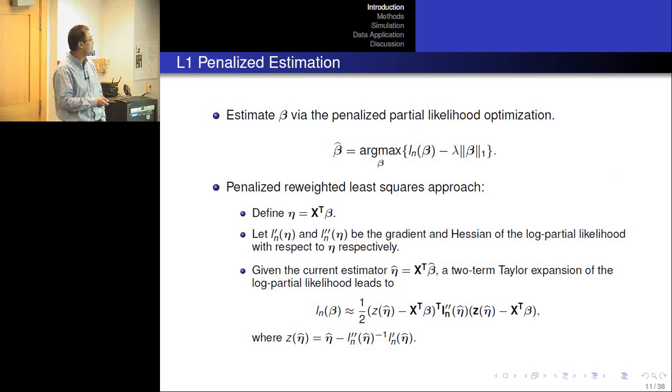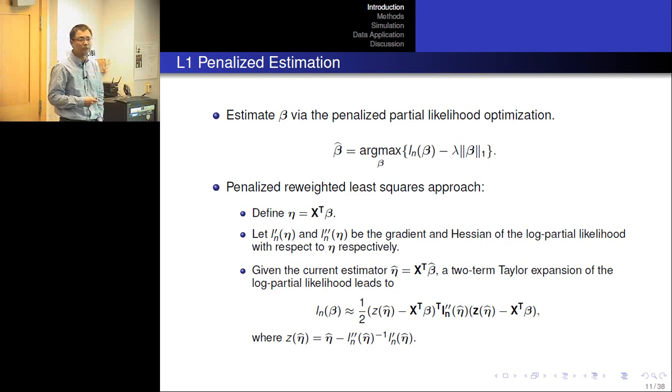Okay, because the lasso is so famous, right? It's the L1 penalized estimation. That's the idea of the lasso in the Cox survival model. We want to maximize this log partial likelihood function, but with this penalty term.